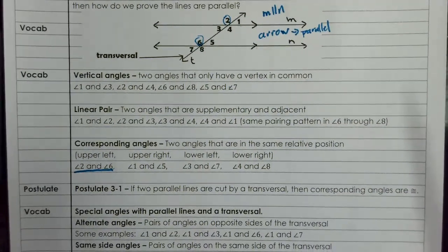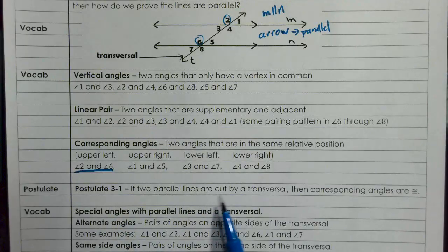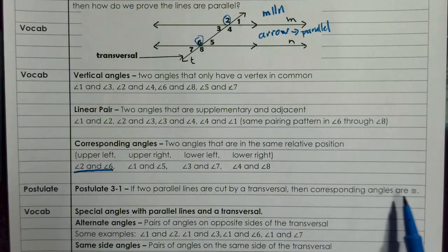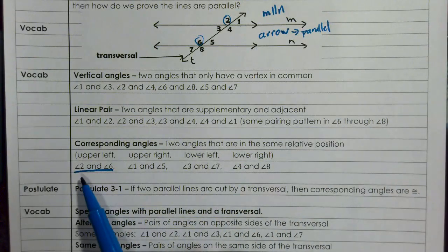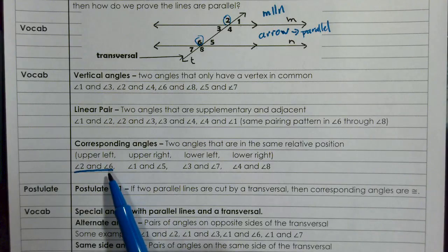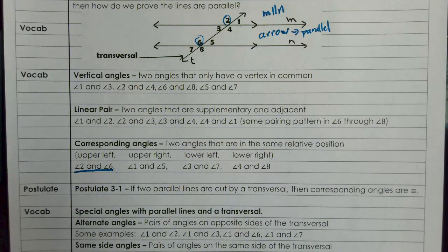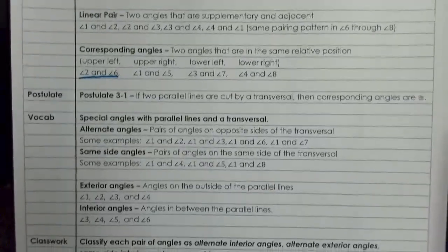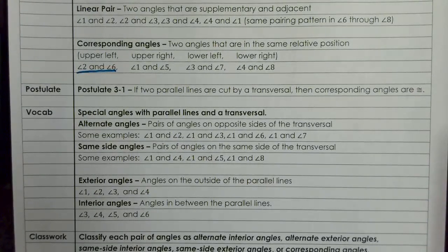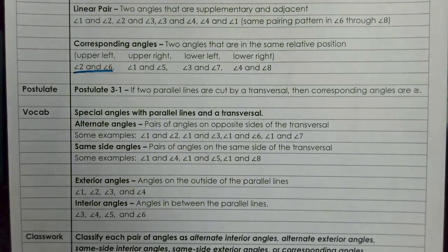Now, what's really cool that we're going to learn is that when that happens, corresponding angles are congruent. So 2 and 6 have to have the same value. Same with 1 and 5, 3 and 7, 4 and 8. So those are always going to be nice congruent angles. Some other angles do some more weird things. We're going to break them down first because corresponding is pretty straightforward. These ones get a little weird.